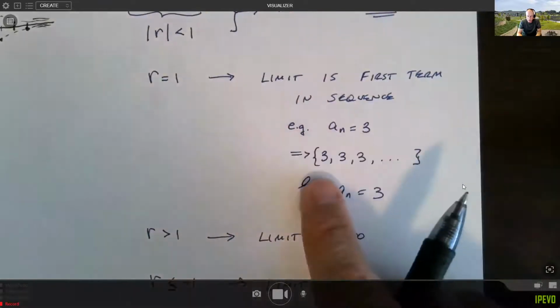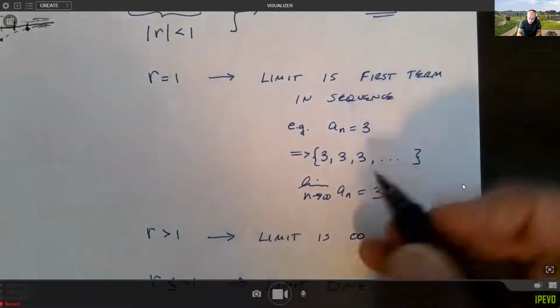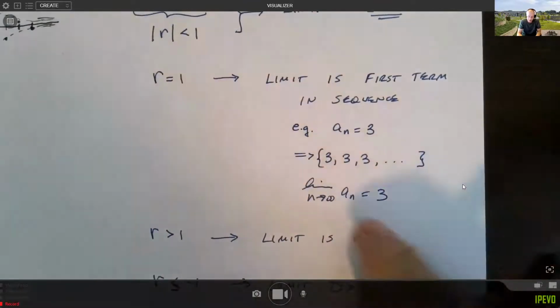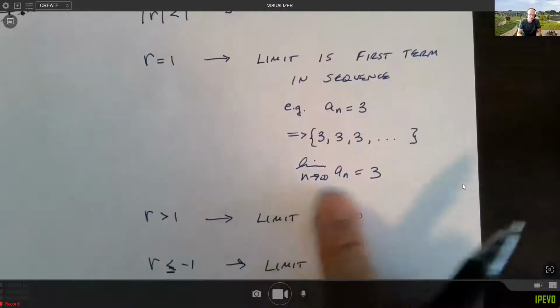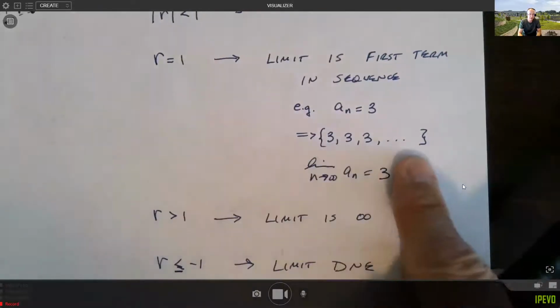So for example, if we have a sub n equal to 3, which just means 3, 3, 3, 3, 3, I'm multiplying by 1 each time. So in a sense, it's a geometric sequence. The limit is just 3. We're just staying at 3 all the time.